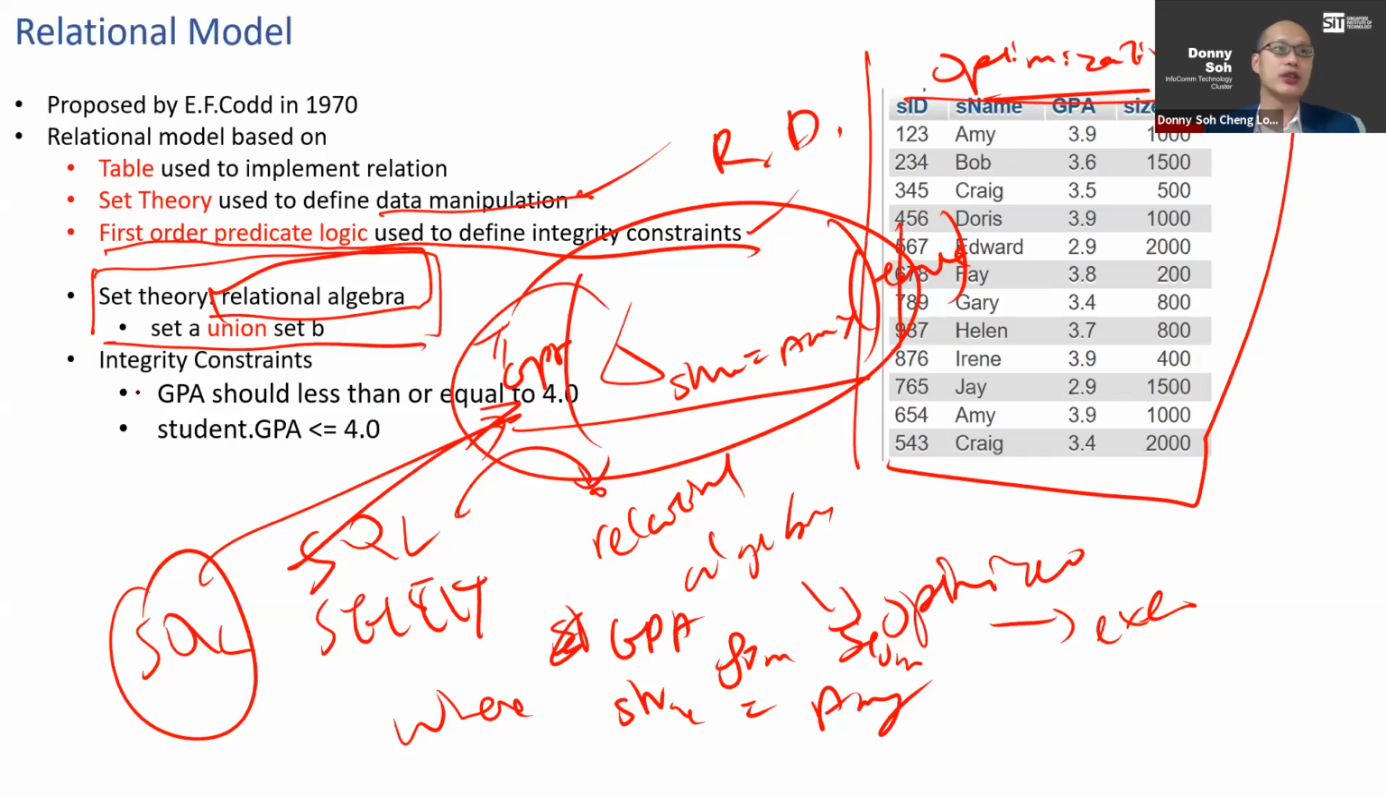The other thing is integrity constraints. There'll be some constraints that you can put in. For this, we use first order predicate logic. I'll see if we have time to go through this in the course or not. So let's see how things go.